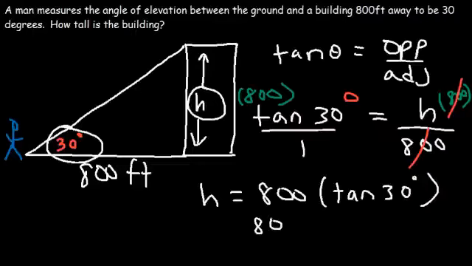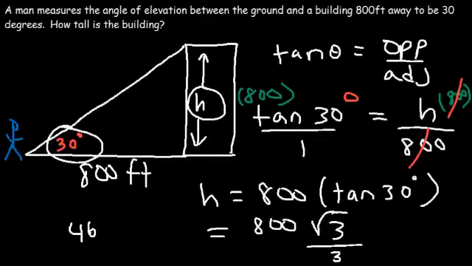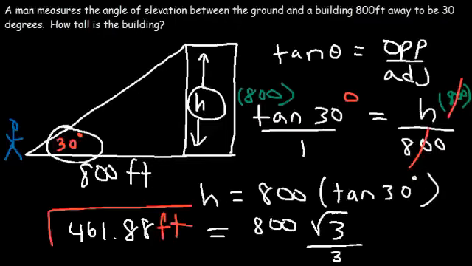Now, tangent 30 is radical 3 divided by 3. So the height of the building, the exact answer is 800 root 3 divided by 3. If you want the decimal value, oh, by the way, make sure your calculator is in degree mode. 800√3/3 is about 461.88. So that's how tall the building is.